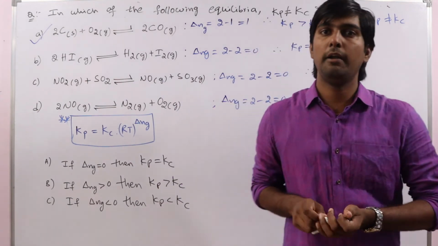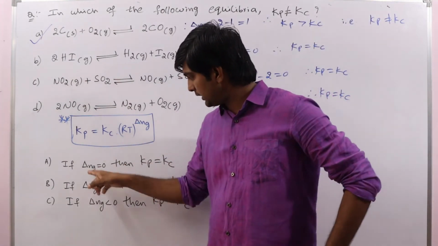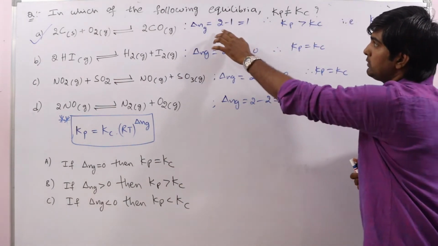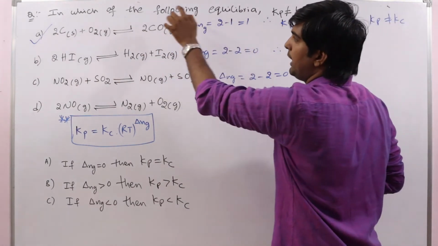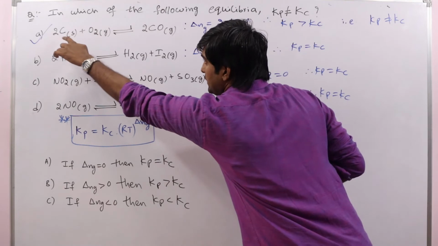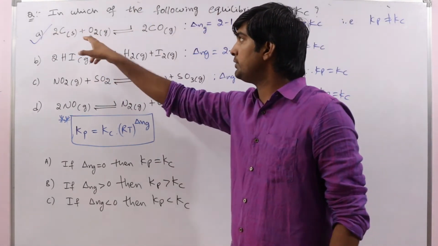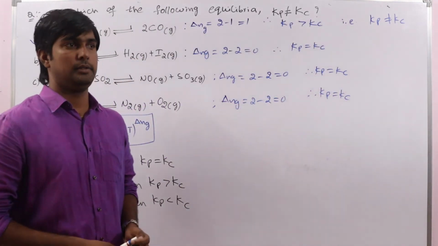So very simple and very important. Remember this formula, and these are the cases. How to calculate delta Ng? Total moles of gas products 2 moles minus total moles of gas reactant, only 1 mole of gas. See, this is a solid, so that's why we should not write that in this one. Only we should consider gases only. Don't consider solids or liquids.